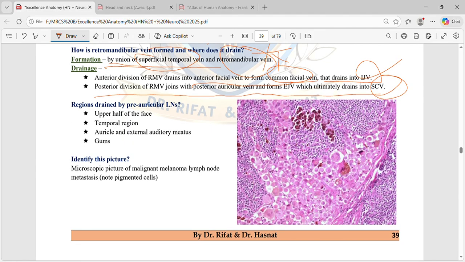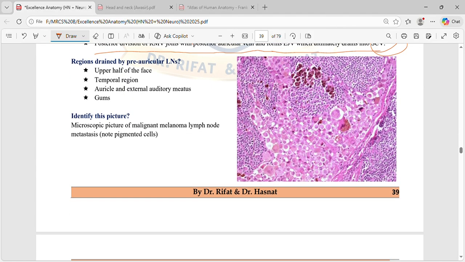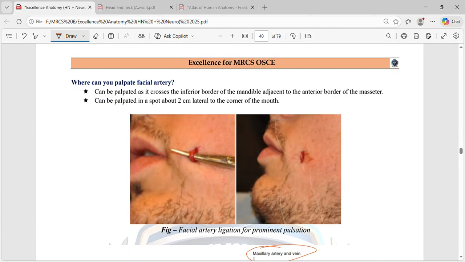Identify this picture: microscopic picture of malignant melanoma lymph node metastasis. Note the pigmented cells. So whenever you see such a slide in the anatomy station, always say this is malignant melanoma.